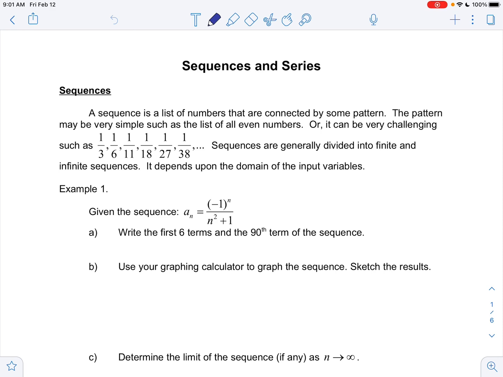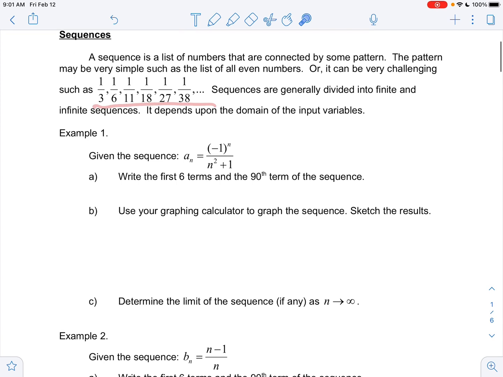Then we moved on to sequences in math classes such as Algebra 2 Trig and Pre-Calc Honors, where you saw a list of numbers and there was some sort of pattern tied to it. If we take a look here, 1/3, 1/6, 1/11, 1/18 is just a list of numbers. Therefore, we would describe this as a sequence. So sequences are divided into two categories, finite or infinite. It depends on whether the sequence went on forever or whether it was truncated. So for example, if it ended at 1/38 right there, we would call that a finite sequence.